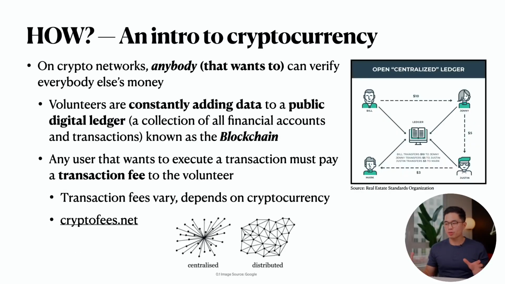So then how does cryptocurrency work? On crypto networks, anybody that wants to can verify everyone else's money, basically how much they have in their accounts and their transaction history. Volunteers are constantly adding data to a public digital ledger, which is a collection of all financial accounts and transactions known as the blockchain. Any user that wants to execute a transaction must pay a transaction fee to the volunteer. These transaction fees vary depending on the cryptocurrency. If you want to look up the different transaction fees, you can go to cryptofees.net. That was a pretty good resource for finding out that information.